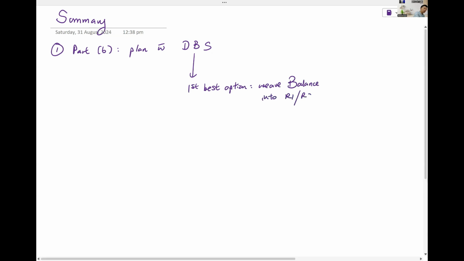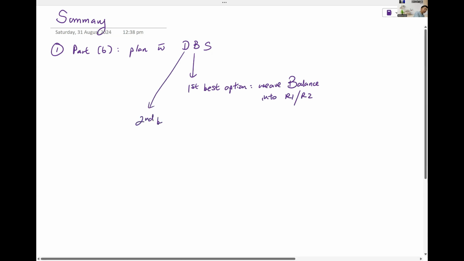Number one, for part B, plan with DBS. You already know what's DBS, okay? So my first best option is to weave balance into R1, R2.